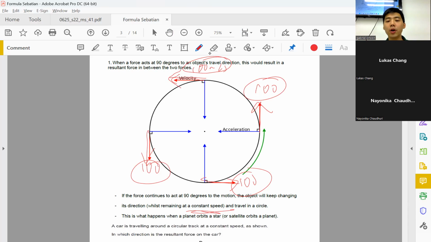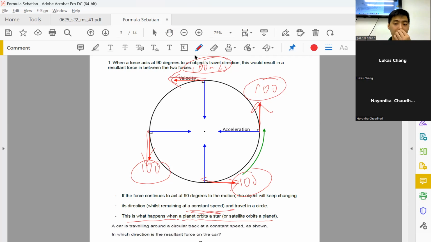circle as well. Okay, so this is what happens when a planet orbits a star or a satellite orbits a planet. Okay. Yeah, a little bit like car drifting, right? You'll feel that there's always going to be a circular motion, a centripetal force towards the center of the circle, because there is acceleration towards the center of the circle.